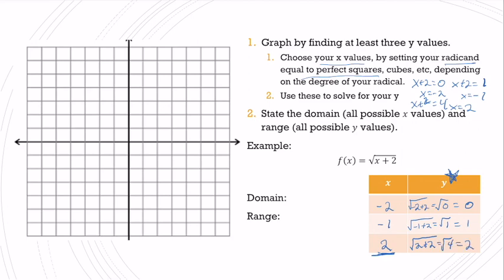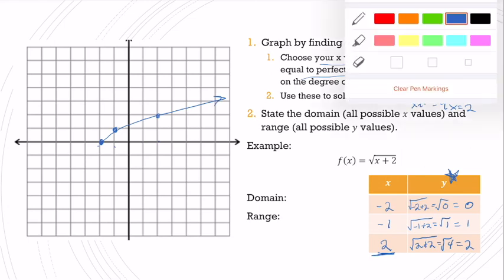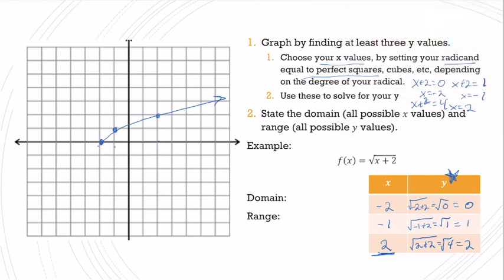So let's go ahead and plot these. I have when x is negative 2, y is 0. I have when x is negative 1, y is 1. And I have when x is 2, y is 2. So let's take a look at our previous graph. y equals the square root of x. Okay.